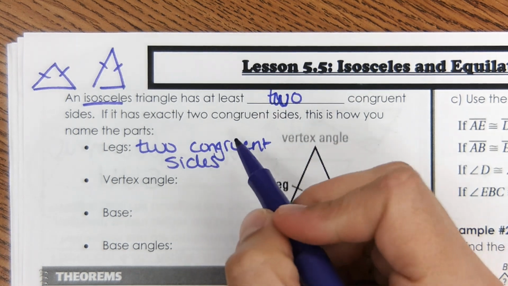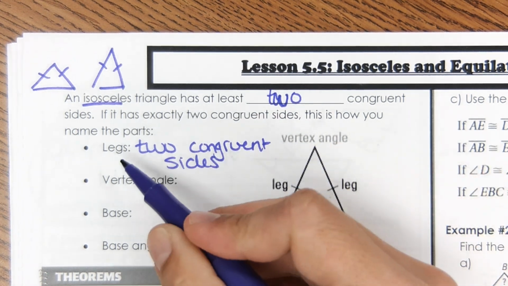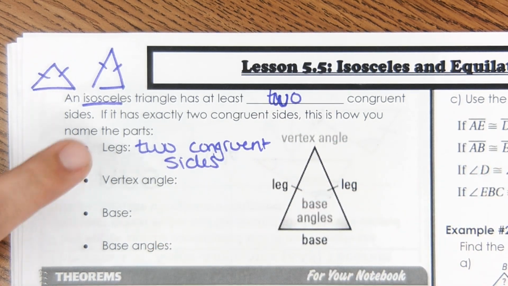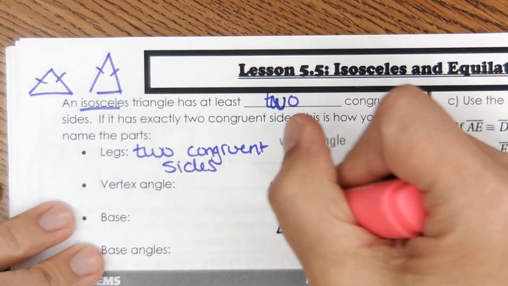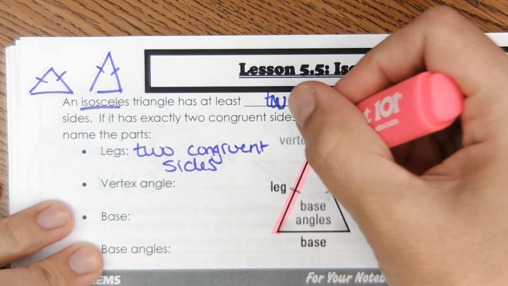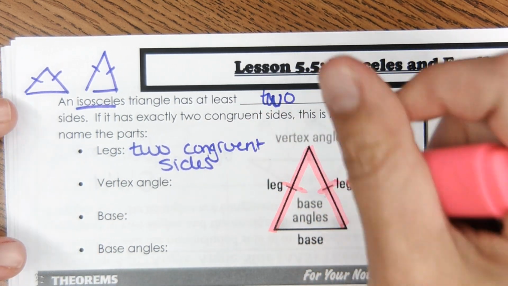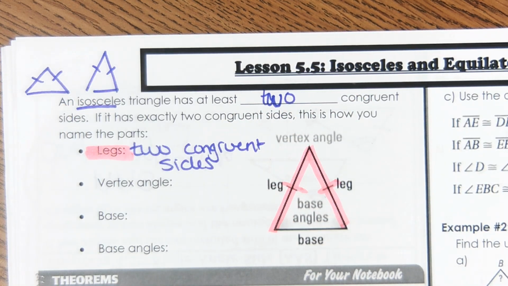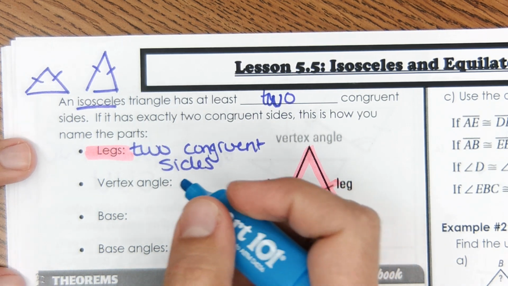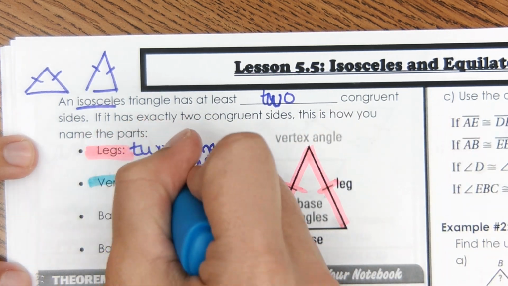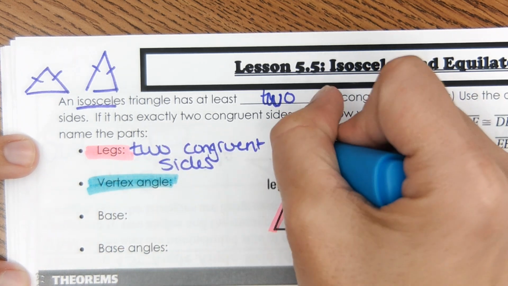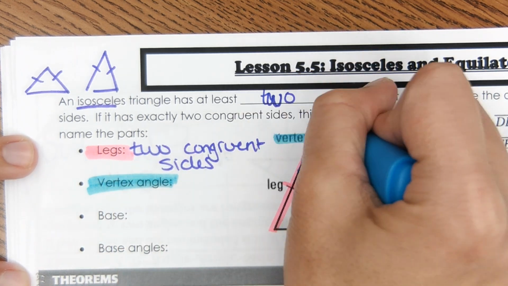If it has exactly two congruent sides, then this is how you name the parts. So the first word here is legs. The legs are the two congruent sides of the triangle. So this is a leg and this is a leg. And it has this little tally mark here showing that those two match in length. So that'd be legs. And then vertex angle is the angle that's different. So vertex angle is this angle right here. Vertex angle.